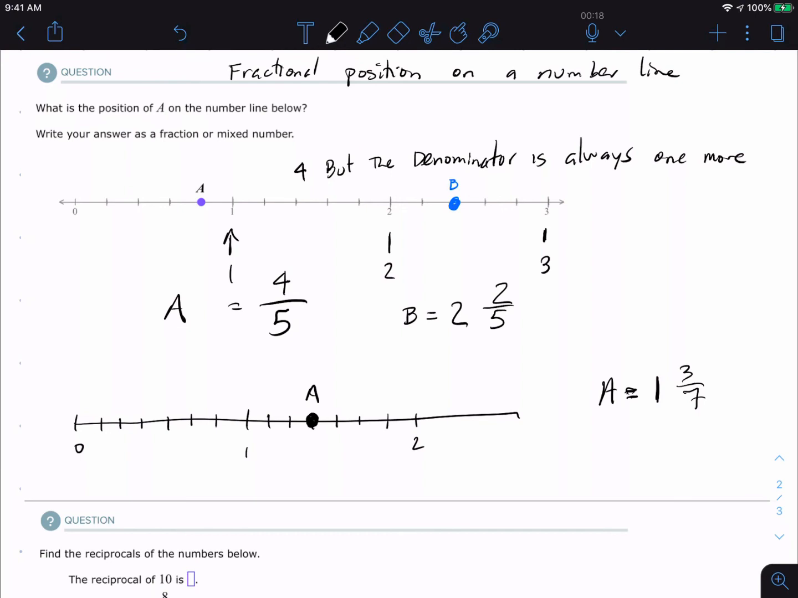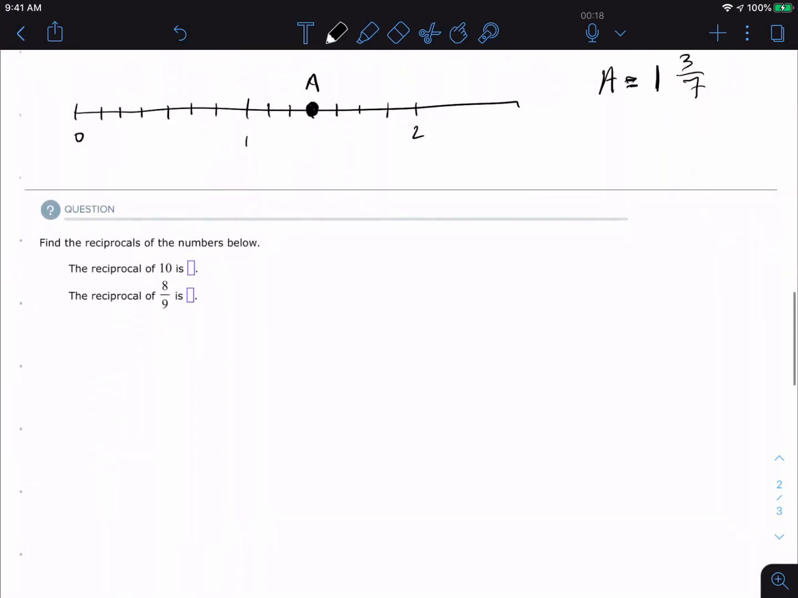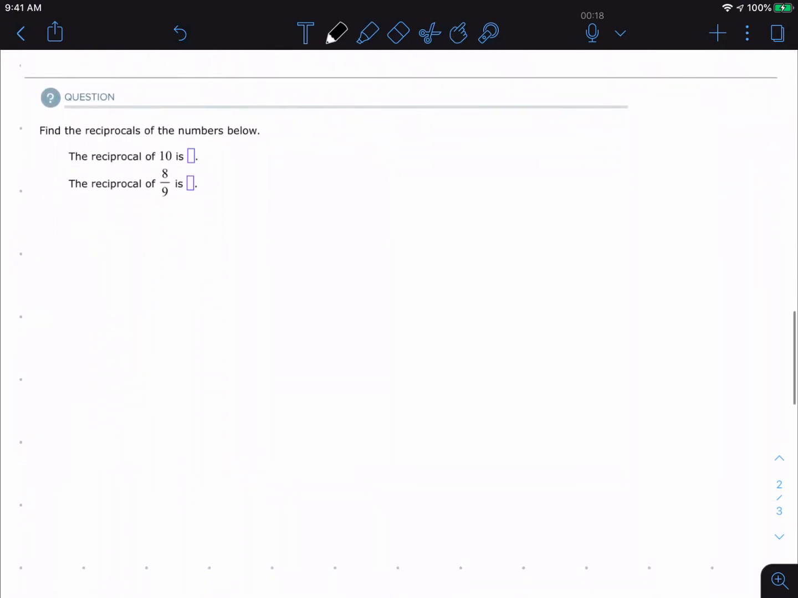All right. Okay, let me go on to the next one. And this, I believe, is just called reciprocals, right? Finding the reciprocal. So this is the reciprocal of a number. And what does reciprocal mean in mathematics? Flip? Yeah, pretty much just a flip.